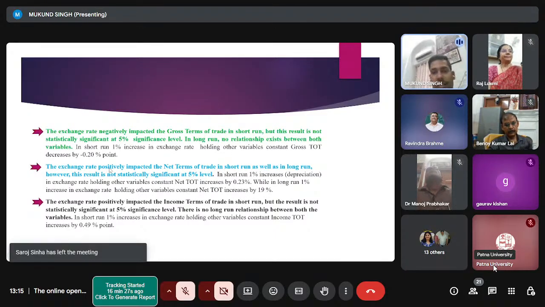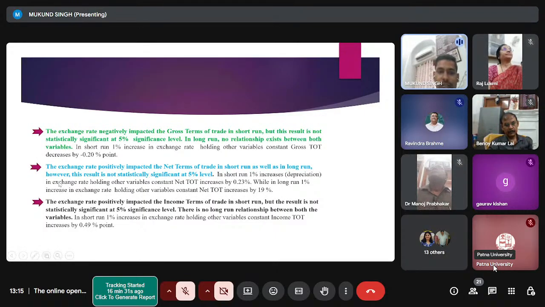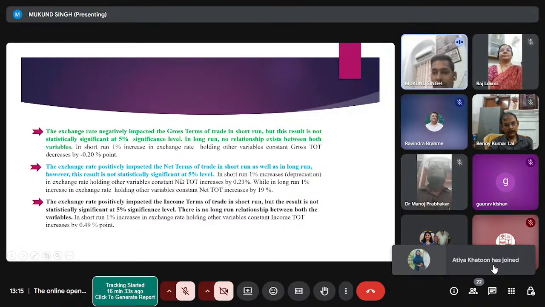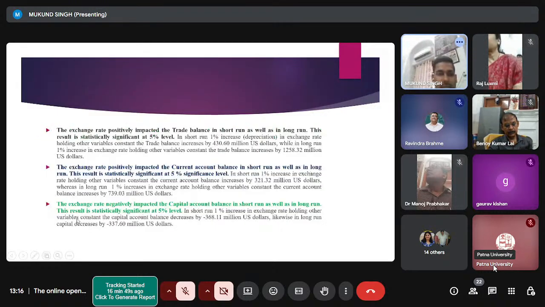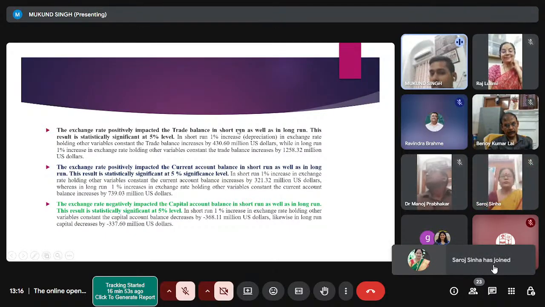The exchange rate positively impacts the net terms of trade in the short run as well as in the long run. However, this relationship is not significant at 5% level. Exchange rate positively impacts income terms of trade in the short run, but this result is not statistically significant at 5% level, and there is no long run relationship between the variables. The exchange rate positively impacted the trade balance in the short run as well as in the long run. This relationship is not statistically significant at 5% level.